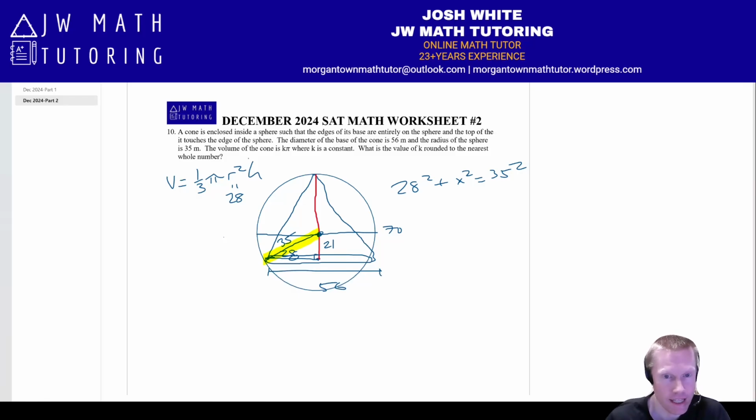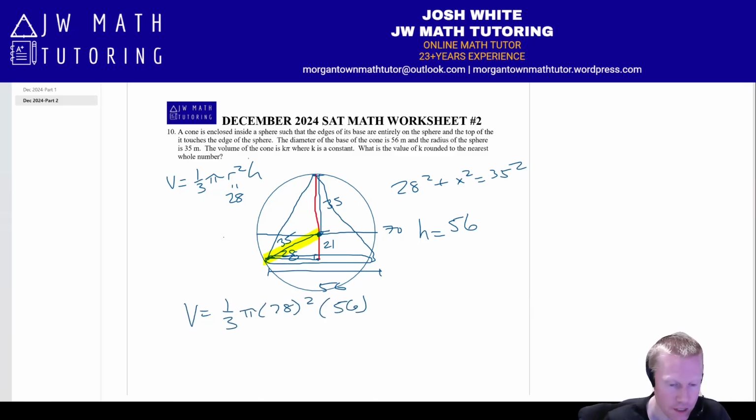Now, we can add that to this distance right here, which again is a radius of the sphere, which is 35. That gives us the total height of the cone as 56. Therefore, the volume is going to be 1/3 times pi times 28 squared times 56.